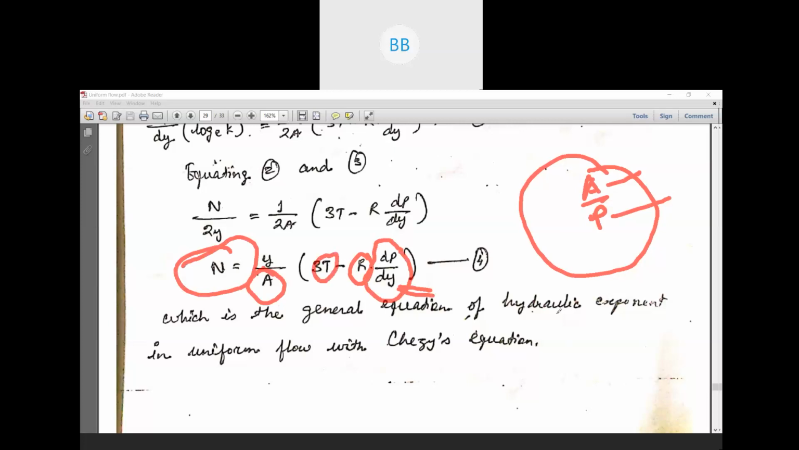So if you talk about a triangular channel, you find out the top width and you substitute here. Find out the R value, you substitute here. Then you differentiate the wetted perimeter with respect to y, and whatever value you get, you substitute here. So after substituting all the values, you can directly find out the n value.